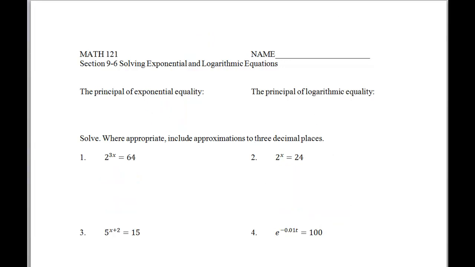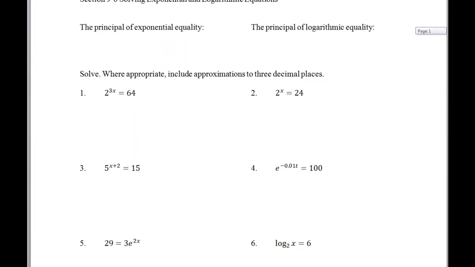Now problem number 3 is going to use the principle of logarithmic equality. The principle of logarithmic equality is if you have log base a of x equals log base a of y, then x is equal to y. What this really means is that you can take the log of both sides. So if I'm trying to get rid of the 5 and just get to my x plus 2, what I can do is take the log base 5 on both sides.